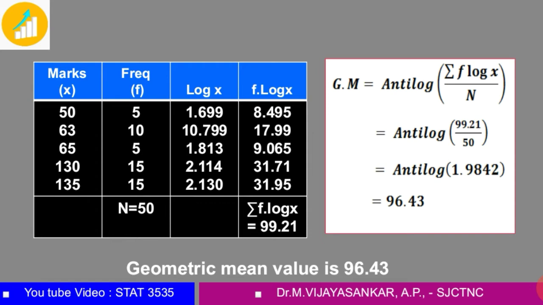Next, we are going to calculate our denominator capital N value. Capital N is the sum of all the frequency values. Already the frequency values are given in our problem. Now summing, we get N value is 50. Substitute these two values in our formula. We get 1.9842. After getting this 1.9842, we should apply antilog. Taking the antilog, we get 96.43. This is our final answer.